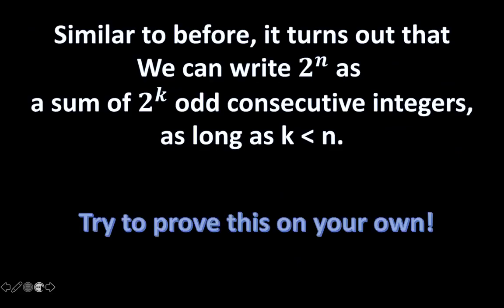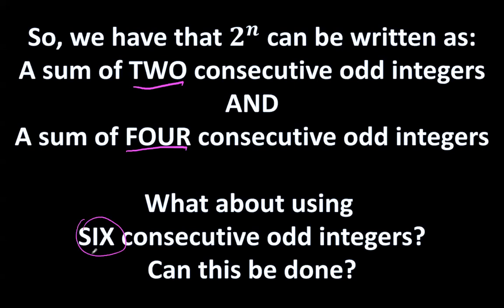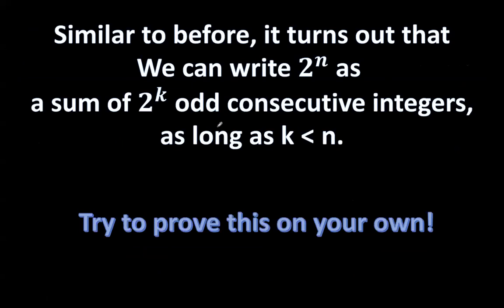You can probably predict what's coming, right? Because we're at the 8:30 mark, I'll jump the gun a bit here. With 3 to the n, we could only do it when it was divisible by 3. 7 didn't work. So 2 to the n, the same kind of thing happens. We can write 2 to the n as a sum of 2 to the k odd consecutive integers, as long as k is less than n. So it's the same kind of idea as for 3 to the n. One difference here is k has to actually be less than n, so notice that it actually has to be smaller.